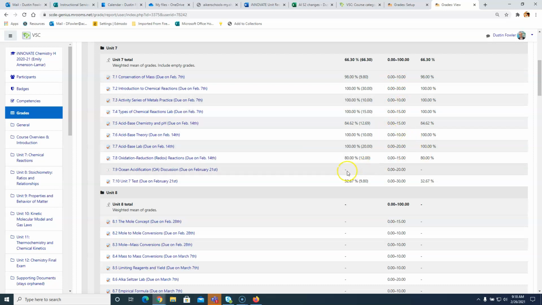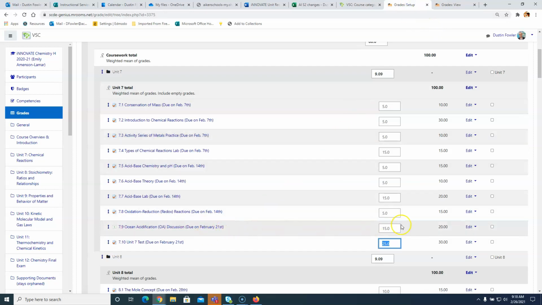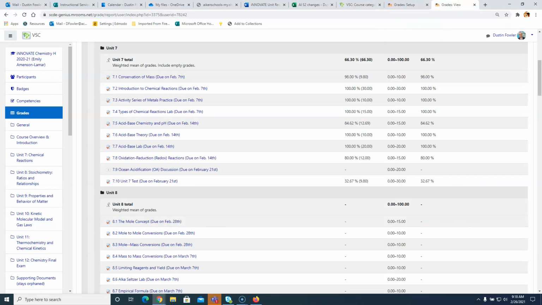And then we also can see here that the 7.9 assignment, which is 15% of the grade, was not completed by this student. And since we see it includes empty grades, we know that the due date has surpassed. The due date for this was the 21st. So the teacher made it so that this blank space counts the same as a 0 for what is a weight of 15 on this particular assignment.